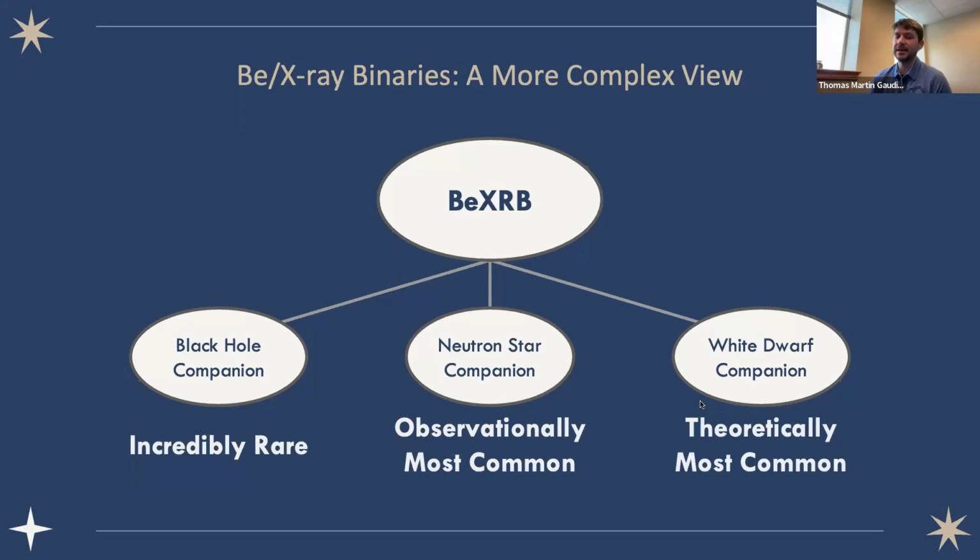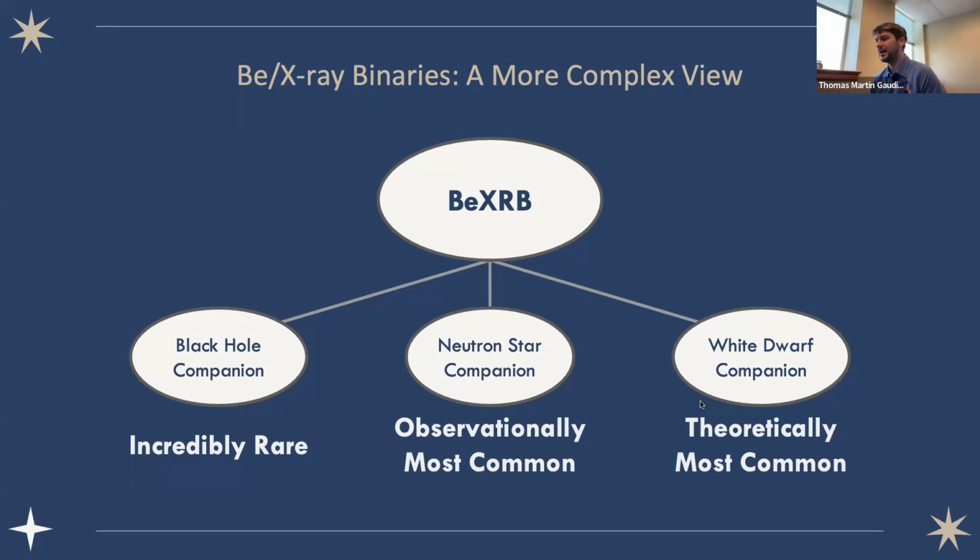Now, if you look at the literature on stellar evolution of BE X-ray binary systems, theoretically, BE white dwarf systems should be incredibly common. Some studies put their abundance rates at 7 times the abundance rate of BE neutron star binaries within our universe. However, that doesn't necessarily match the observational picture that we see.